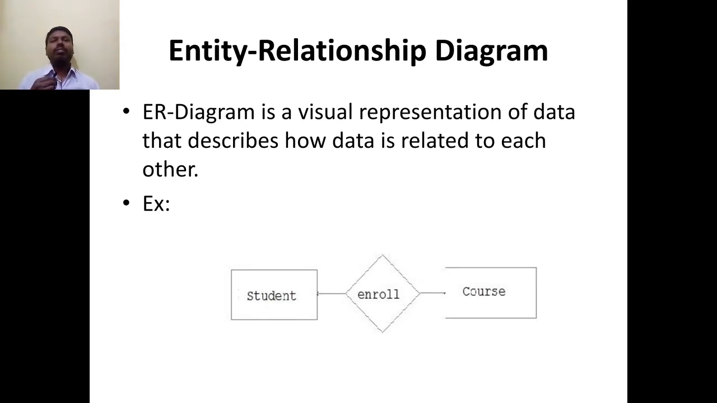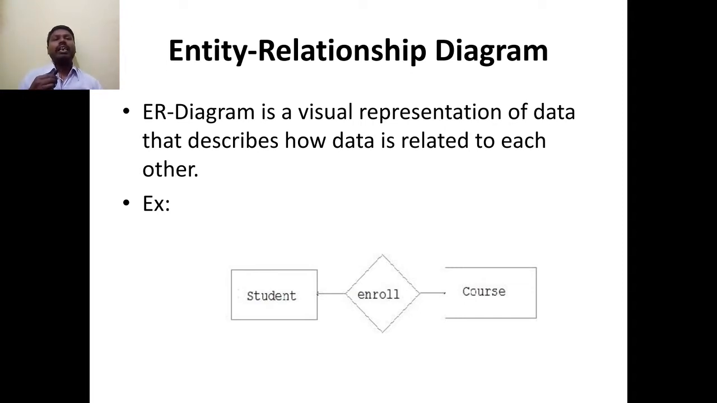In a previous class, we discussed normalization. We know what normalization is. It is a process of organizing data in a database and making the database more flexible by eliminating redundancy and inconsistent dependency. And we know that there are four normal forms: first normal form, second normal form, third normal form, and the fourth one is BCNF, Boyce-Codd Normal Form. Now we will enter today's topic.